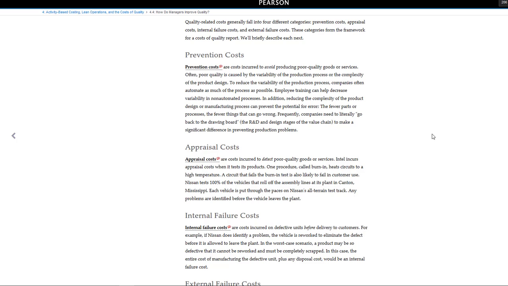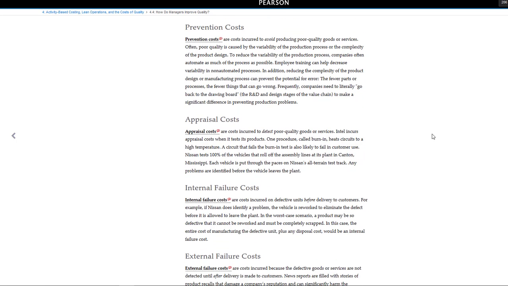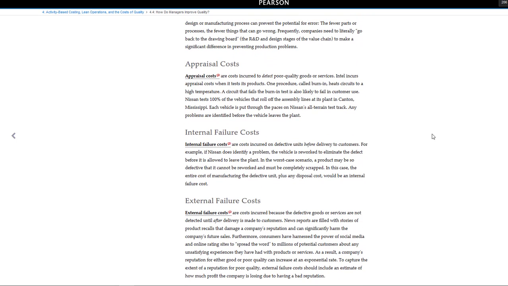Appraisal costs, so that's detecting poor quality goods and services, where prevention was avoiding them, then appraisal is trying to detect them. And so maybe a test that's given and there's pass or fail, and then you have to detect that in some way. Internal failure costs. Okay, so that's when we incur defective units, and those costs have already been incurred before the delivery to the customer. Okay, so it's internal versus external.